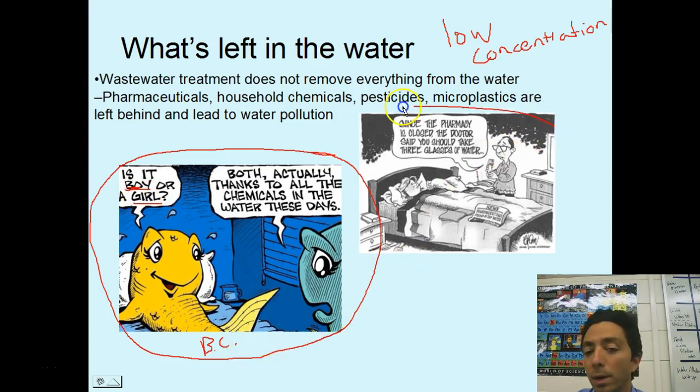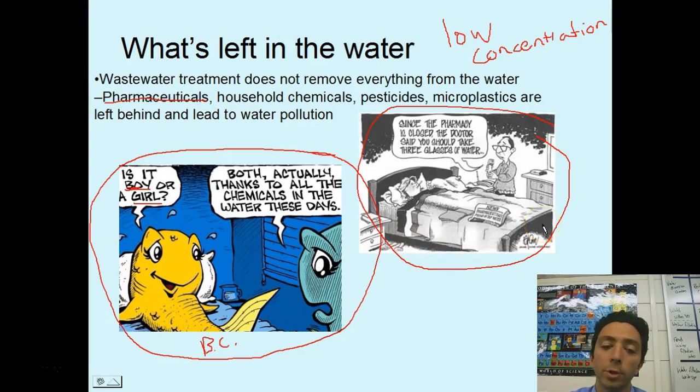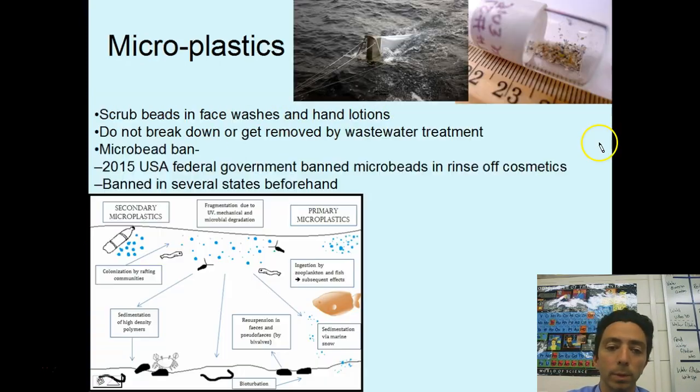Other things that people worry about getting in the water are pharmaceuticals. So a lot of the medicines that we take will get passed through the bodies and enter the wastewater treatment plants, and we can't remove those very easily, and we certainly don't do it in the modern wastewater treatment. And so the worry is that you could pick up other people's drugs and pharmaceuticals from drinking tap water. Household chemicals, pesticides, microplastics is a very interesting one right now as well, and these all lead to water pollution.